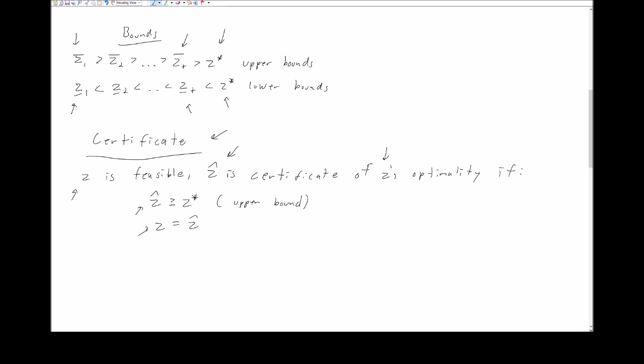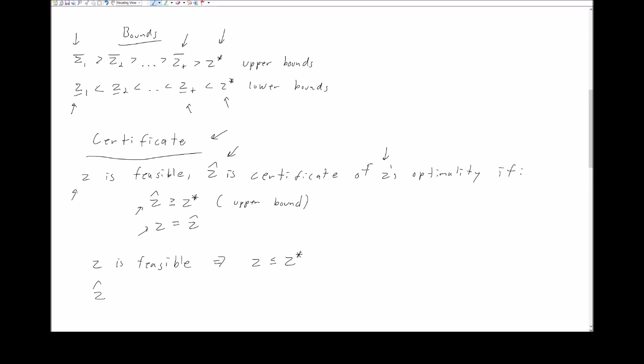We can see why this is going to be a certificate of optimality. Although we haven't said it here that z hat implies z is optimal, we can derive a simple proof of it. So let's suppose that our z is feasible. And immediately, because z is feasible, we get a conclusion that z is going to be less than or equal to z star. Because z is feasible and we're looking at a maximization problem, the optimal solution has to be at least as big as our feasible solution.